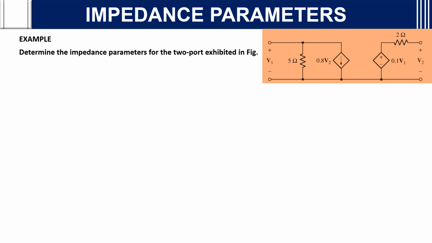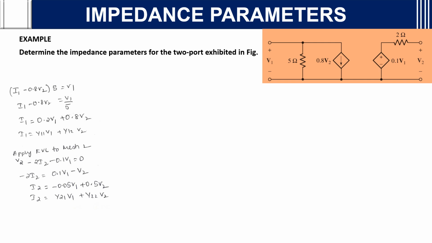Determine the impedance parameters for the two-port exhibited in the figure. They have given an equation network in this way. How to find the impedance parameters? We will see. First, if you see this equation, how to write, we will see.